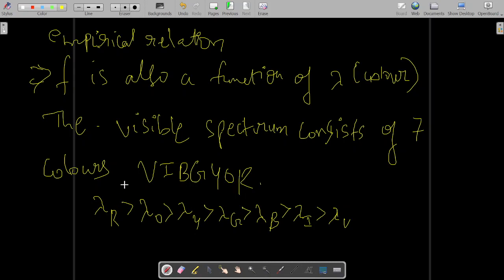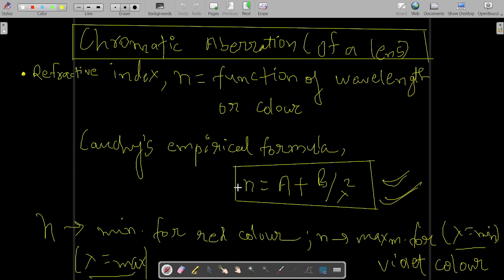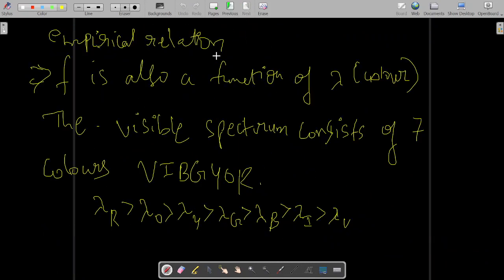You know this very well, that by Cauchy's empirical formula, whatever order lambda follows, n will follow exactly the opposite order, because n and lambda are not exactly inversely proportional but almost. We can say as lambda increases n decreases, and as lambda decreases n increases. So from here what do you get?